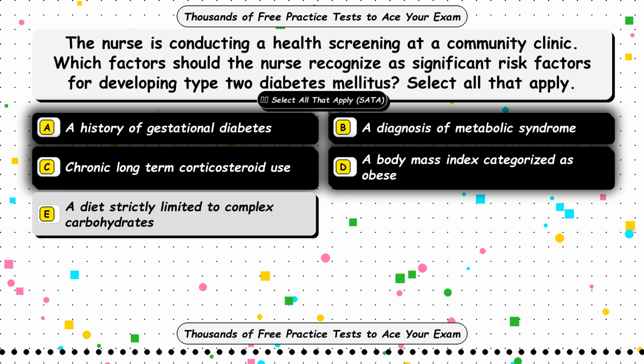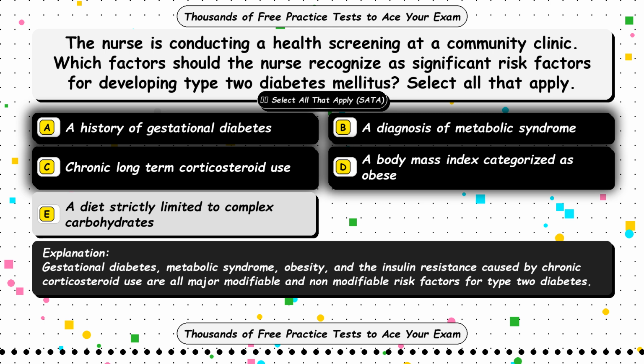The correct answers are options A and B and C and D. A history of gestational diabetes. A diagnosis of metabolic syndrome. Chronic long-term corticosteroid use. A body mass index categorized as obese. Gestational diabetes, metabolic syndrome, obesity, and the insulin resistance caused by chronic corticosteroid use are all major modifiable and non-modifiable risk factors for type 2 diabetes.